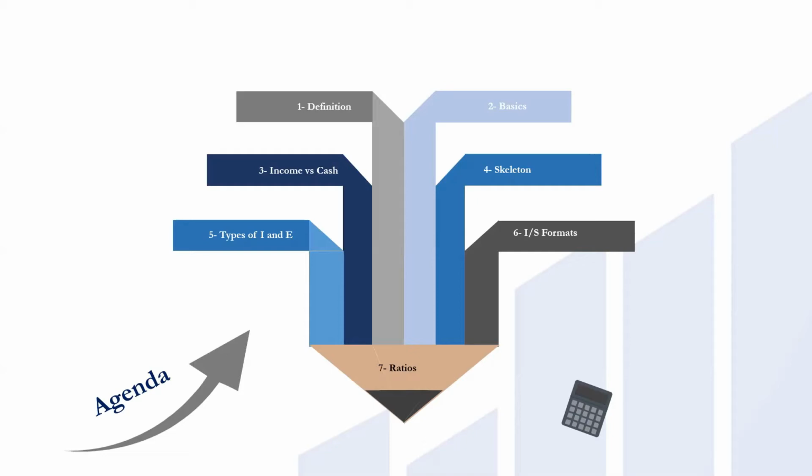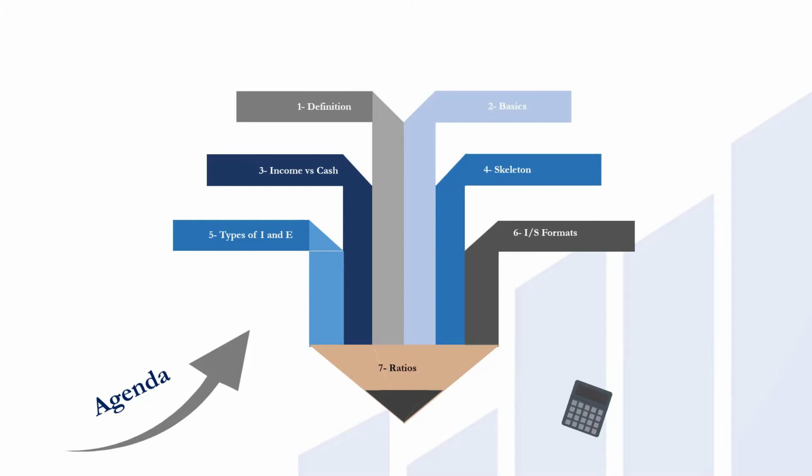And then we're going to move on to discussing the big important question, which is what's the difference between income and cash? Does my income equal my cash? And why does my income not equal my cash? Then we're going to discuss the skeleton of the income statement, how the income statement is set up and how the skeleton actually looks in most cases.